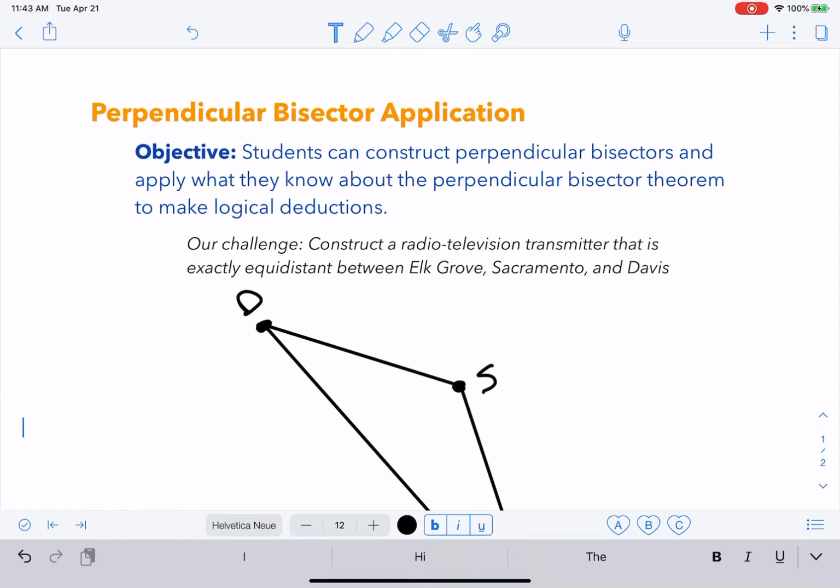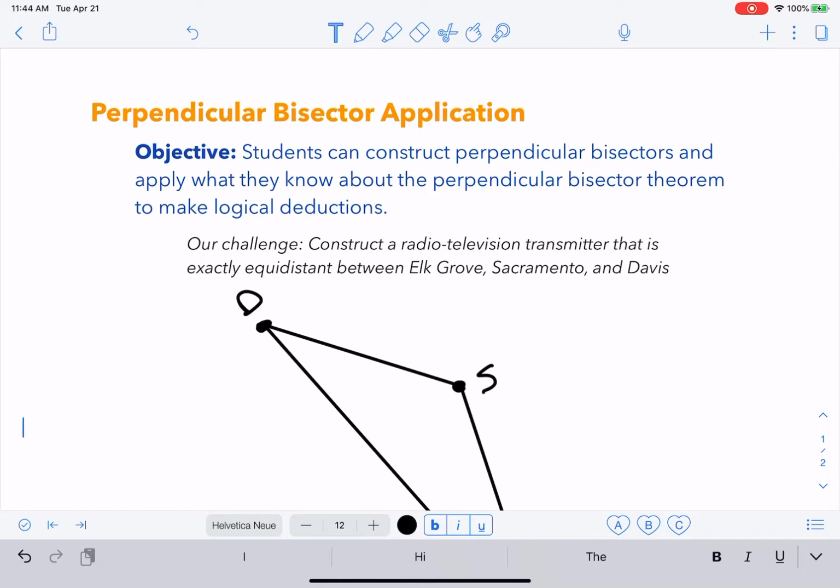Okay, we're going to take a look at the perpendicular bisector theorem here, draw some perpendicular bisectors, and take a look at a fun application. My objective is that Math Bridge 1 students can construct perpendicular bisectors and apply what they know about the perpendicular bisector theorem that we learned about in the last video and is in your book to make logical deductions.